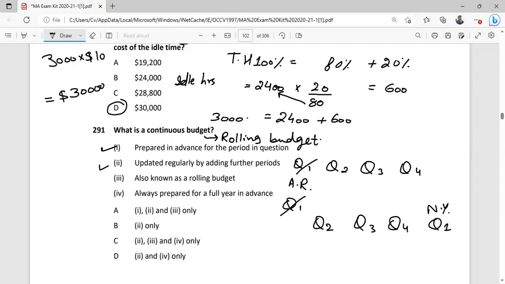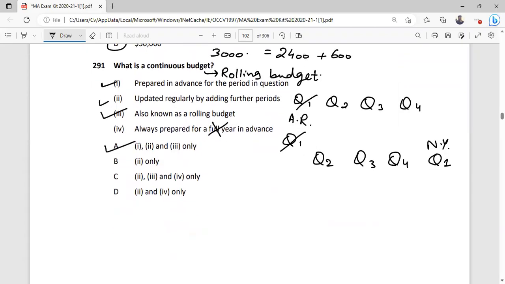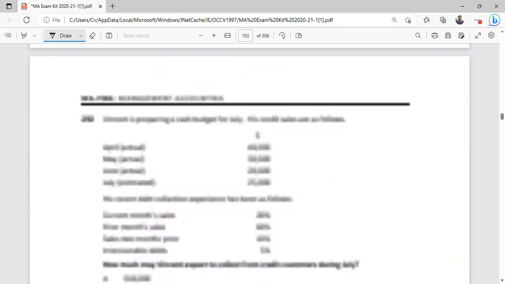So updated regularly by adding further periods. After quarter 2, you will have Q3, Q4, Q1, and next year's Q2. Also known as a rolling budget, it is correct. Not always prepared for a full year in advance. So A is the right answer. Any questions?